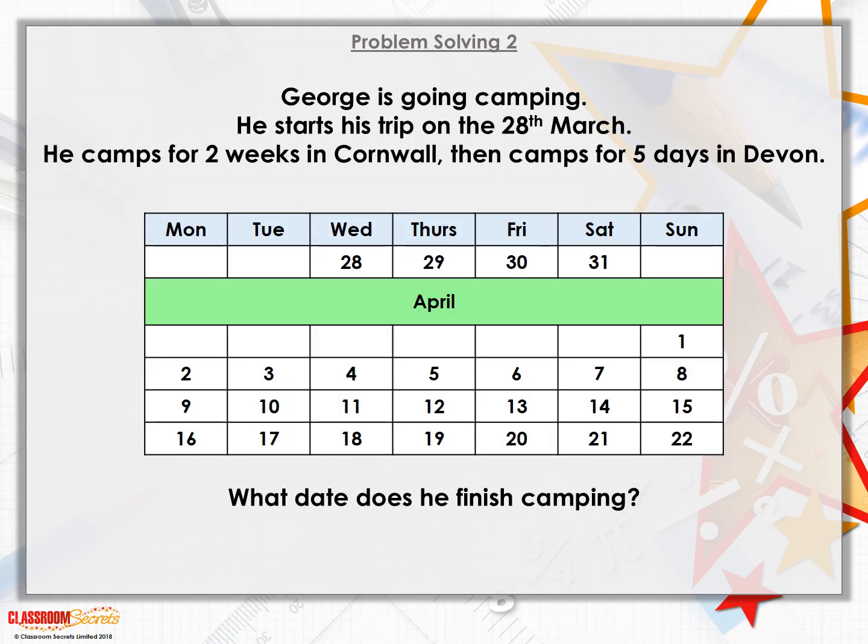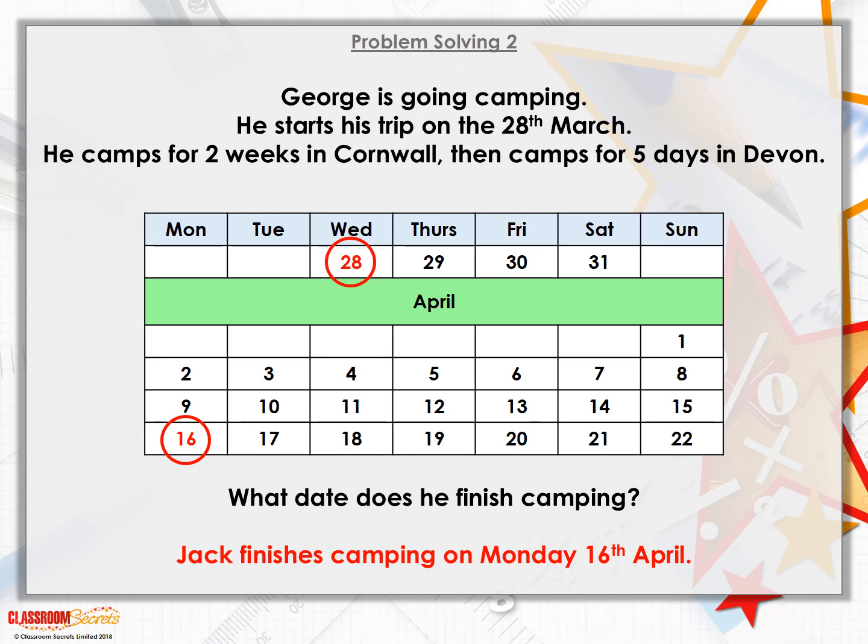Now this one, George is going camping. He starts his trip on the 28th of March and he camps for 2 weeks in Cornwall. And then he camps for another 5 days in Devon. What date does he finish his camping? So here you've got a calendar, okay? Thinking about there's 31 days in March, and then you've got the little bit of the calendar to show April. So start on the 28th of March. Think about how many days there are in 2 weeks. Then count that on, and that will take you to Cornwall. And then you add in another 5 days after that. Pause the video here and have a little go.